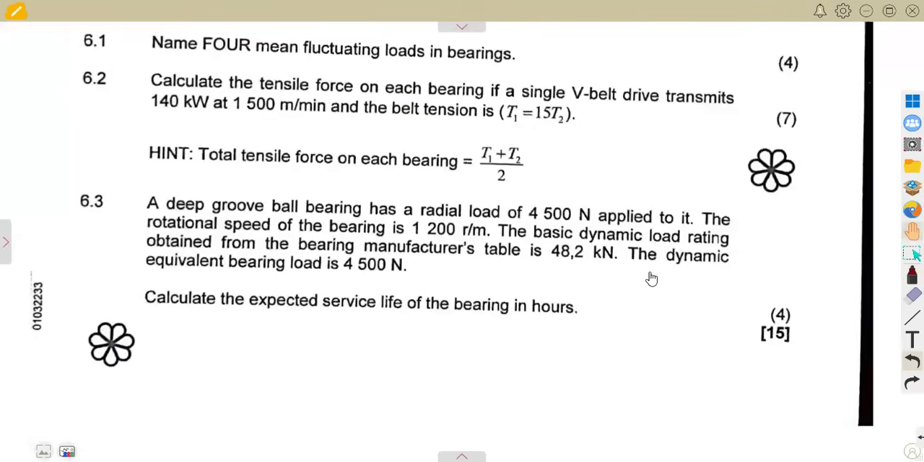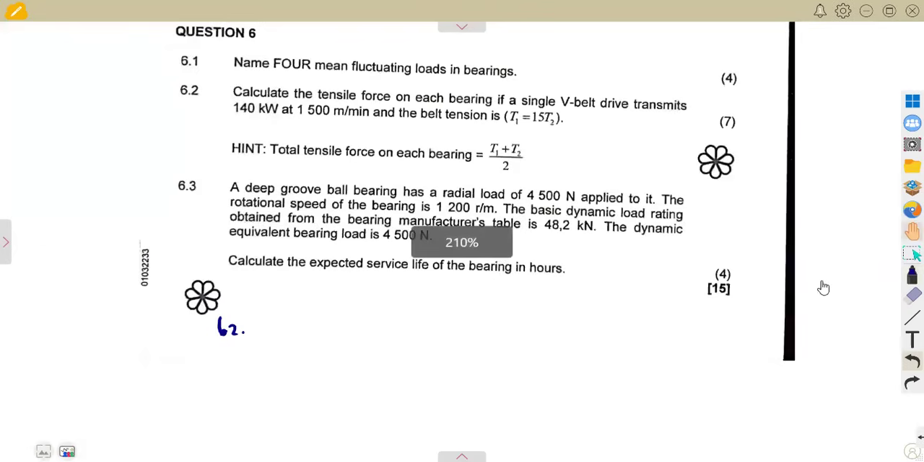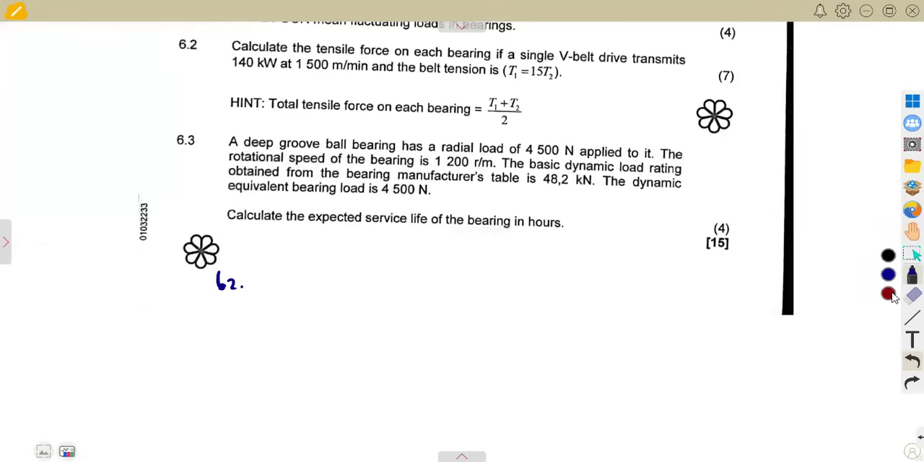Calculate the tensile force of each of the bearing. If a single V belt drives a power of, so you're given the power of the V belt. All right, we are back to our belt drives because we are given that hint there. The total tensile force on each bearing is given by this formula. That is how you calculate the total tensile force.